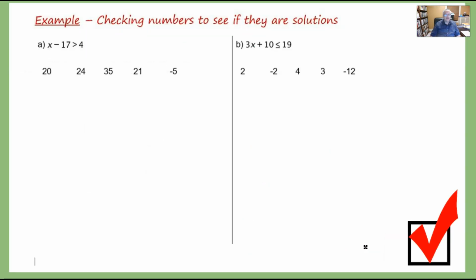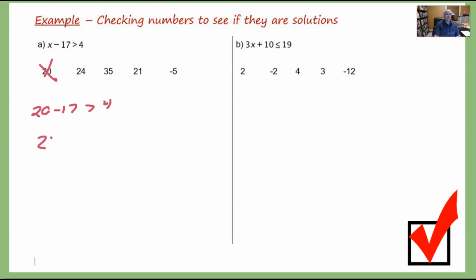All right, we're going to take this a little bit further. We have a beautiful inequality here, and we want to check which numbers satisfy it. So we'll circle it if it satisfies it and cross it out if it doesn't. So we just got to take turns putting these numbers in. We're used to equations that normally have one solution. Inequalities usually have many solutions. So let's put in 20. Is 20 minus 17 greater than 4? Well, 20 minus 17 is 3. That's not greater than 4. No, that's not a solution.